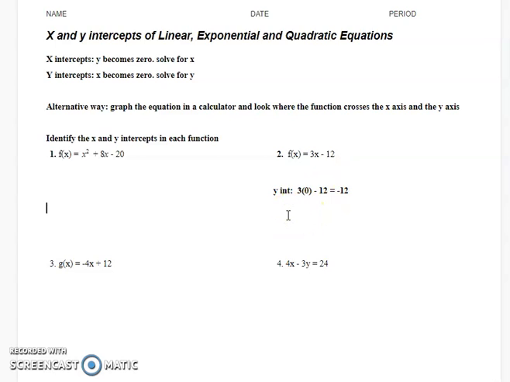Now, for the x-intercept you're making y 0. What I mean by y is this f of x, this is really y equals 3x minus 12. So when you're solving for the x-intercept, it is 0 equals 3x minus 12. You add 12 to both sides, you get 12 is 3x. You divide by 3 on both sides, and the x-intercept is 4. So that's one way to do it.